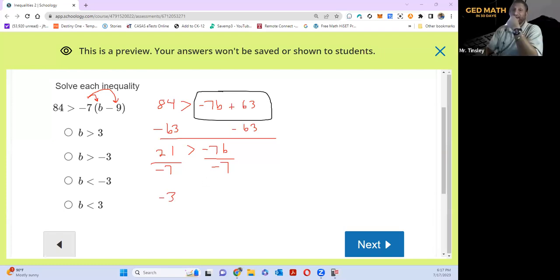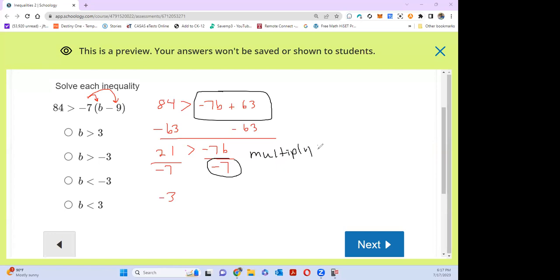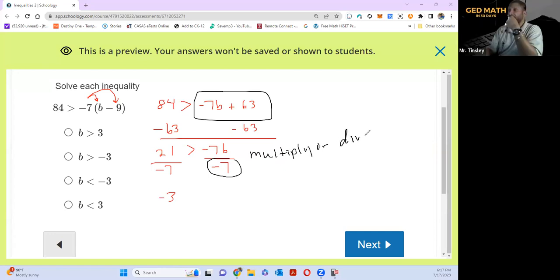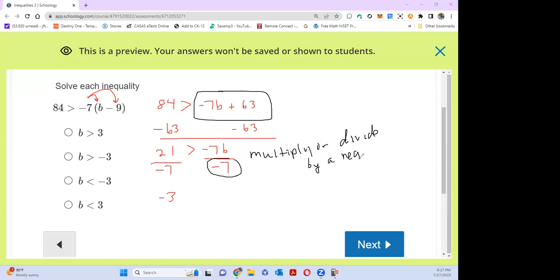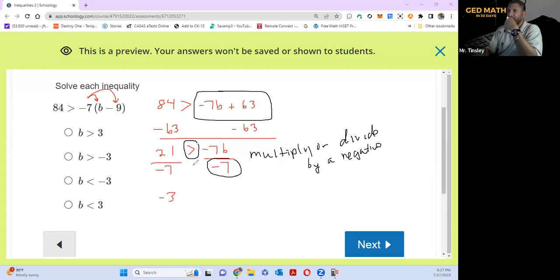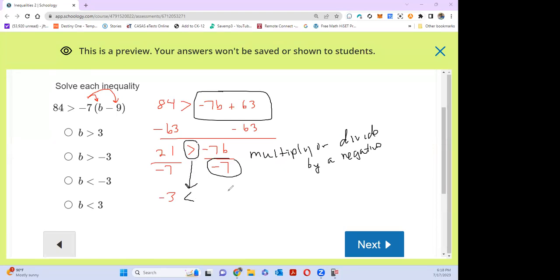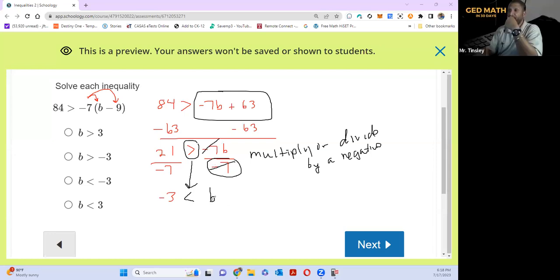Now, with inequalities, this is what's so important. When you multiply or divide by a negative, you're trying to isolate the variable, you have to reverse the sign. So if it's greater than, it changes to less than. The two negative 7s cancel, and then you have b.